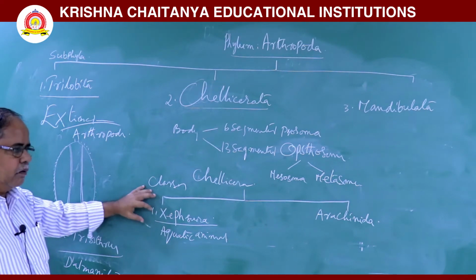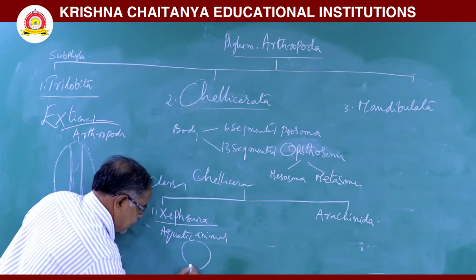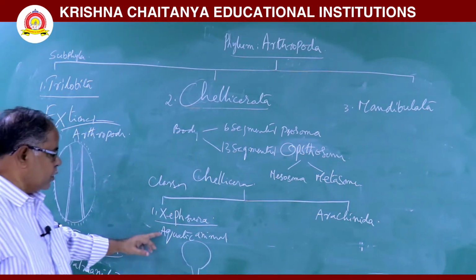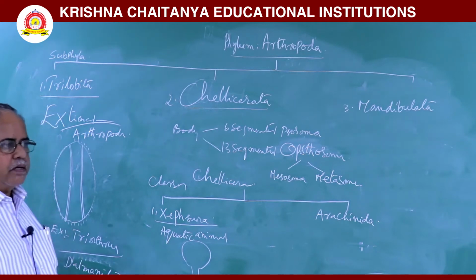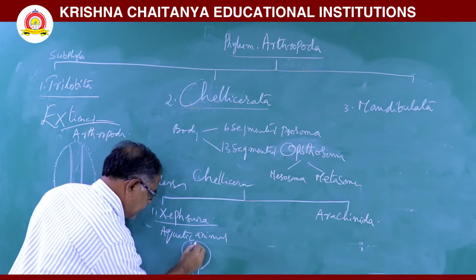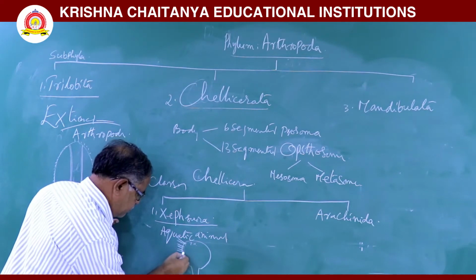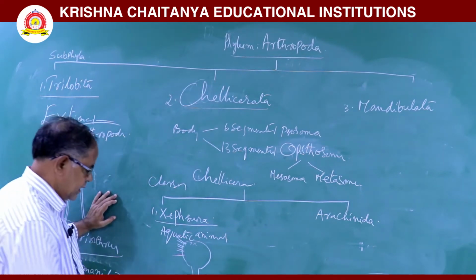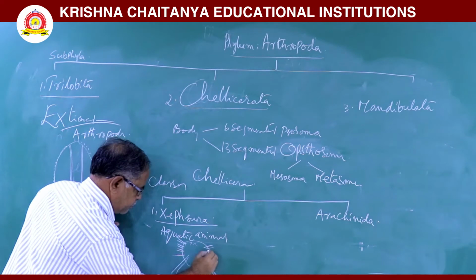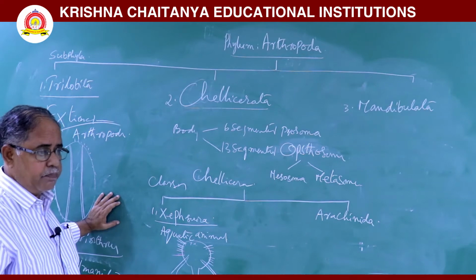Here the prosoma is covered by a horseshoe-shaped carapace. In the prosoma, 6 pairs of appendages are there. The first pair is the chelicerae. The second, third, fourth and fifth are walking legs. Next, the sixth is the pushing legs.